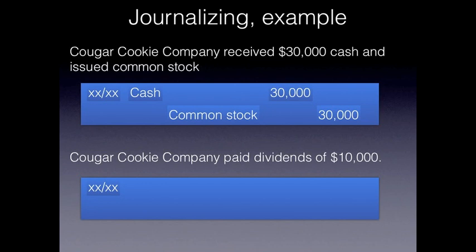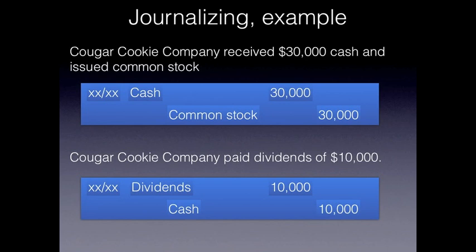So dividends go up with debits. So dividends is getting debited here for $10,000, and it says that I'm paying $10,000 cash. So cash is going down because I'm paying it. It's going out. And cash is an asset, and assets decrease with credits, so we would credit cash for $10,000. Again, note that I'm indenting the credited account and the credited amount.